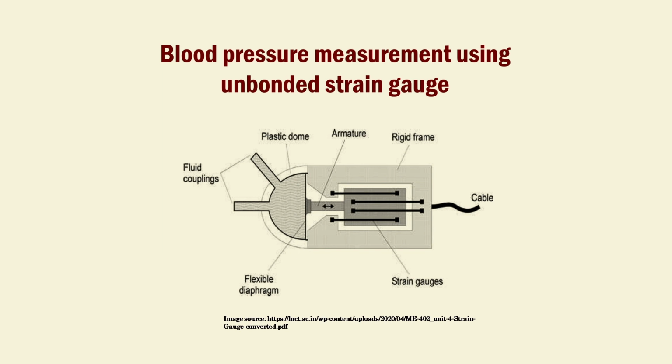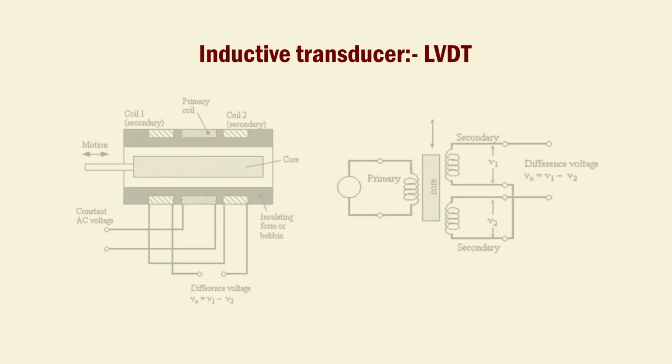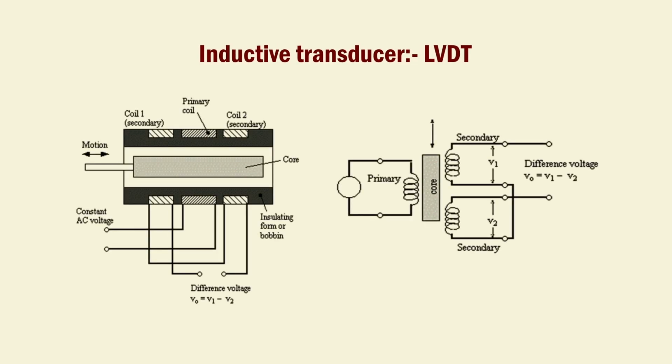This movement causes the strain gauge wires to stretch or compress, and as a result, the change in resistance is proportional to the pulsatile blood pressure measured by the transducer. Now, in this section, we will discuss the inductive transducer. The most popular inductive transducer for measurement of displacement, pressure, force, etc. is the LVDT. It is based on the principle of mutual induction.